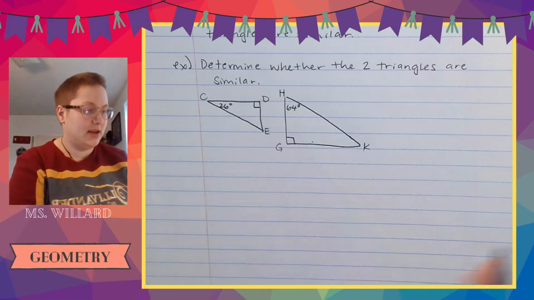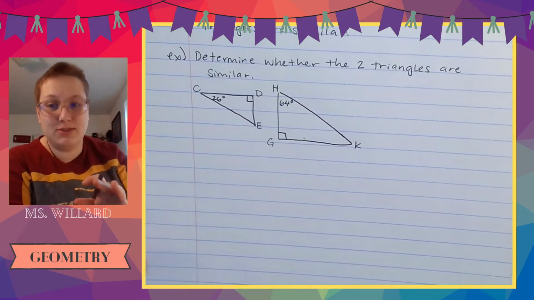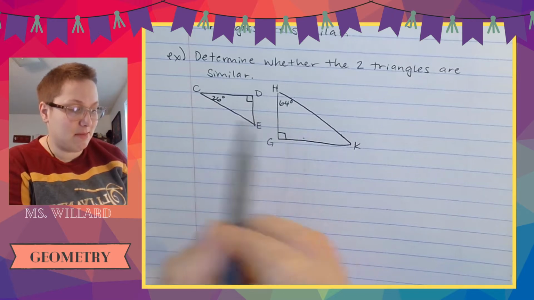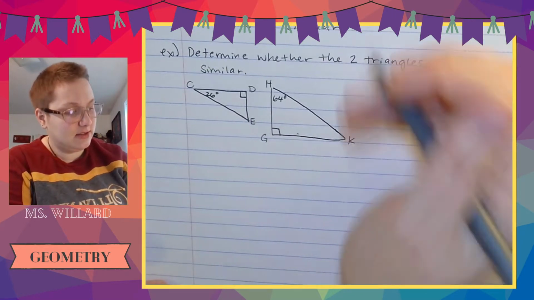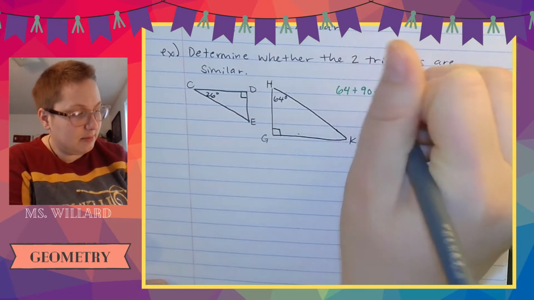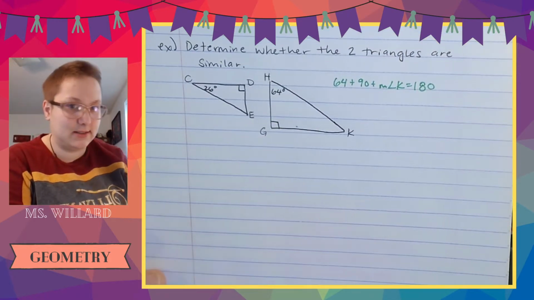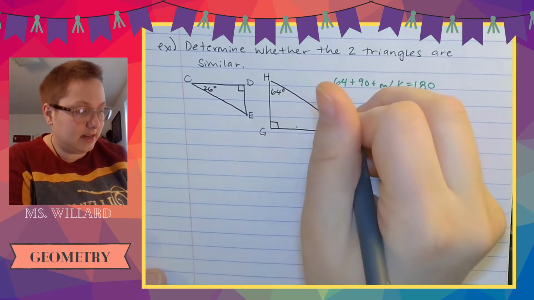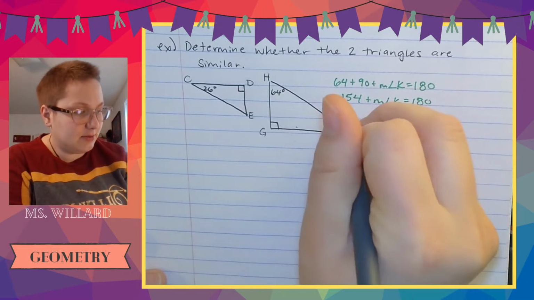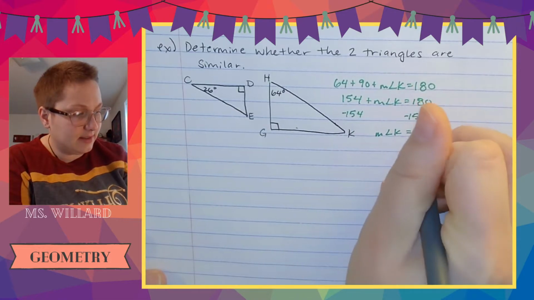Okay, so I need to figure out what this other angle is in either one of the two triangles. I don't need to find it in both because if I have 90 degrees already and if I had one other one that matched, I'd be good. So let's just see if that matches. So let's just take this bigger triangle. I know that 64 plus 90 plus the measure of angle K has to equal 180 because all triangles add up to 180. We know that already. That's from last trimester. So these two together make 154. And then if I subtract 154, I get that the measure of angle K equals 26.